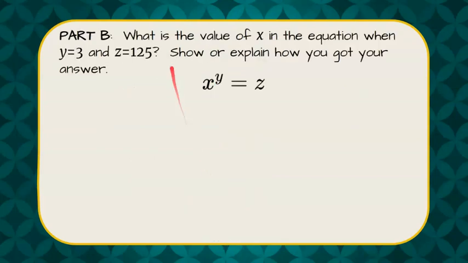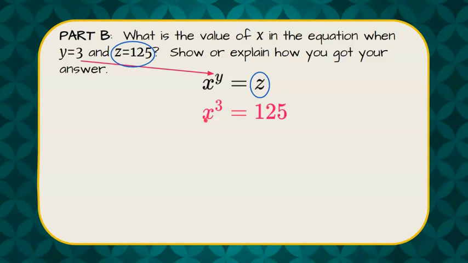Part B. What is the value of x in the equation when y is equal to 3 and z is equal to 125? Show or explain how you got your answer. So we're going to identify that y is equal to 3, so that is our exponent, and z is equal to 125. So we replace y and z with those values, and we get x cubed equals 125.